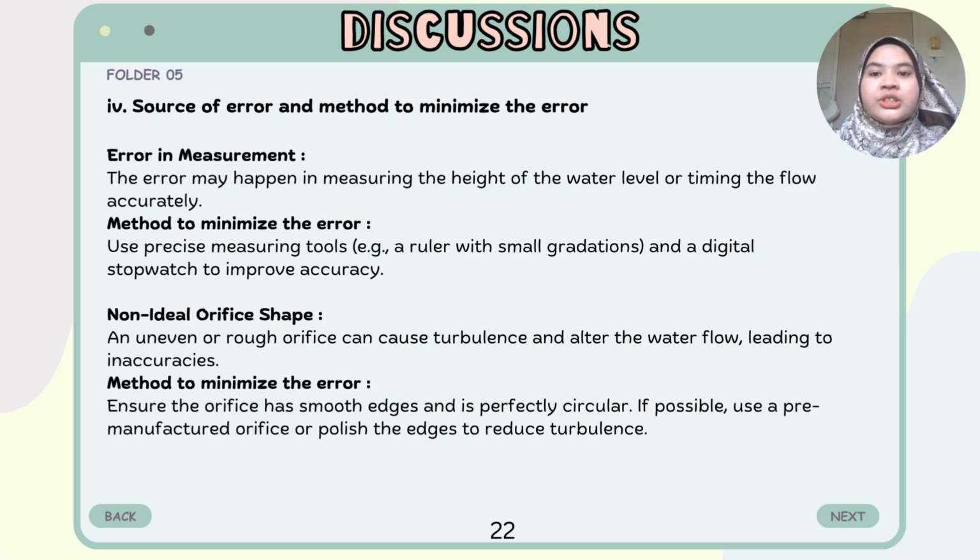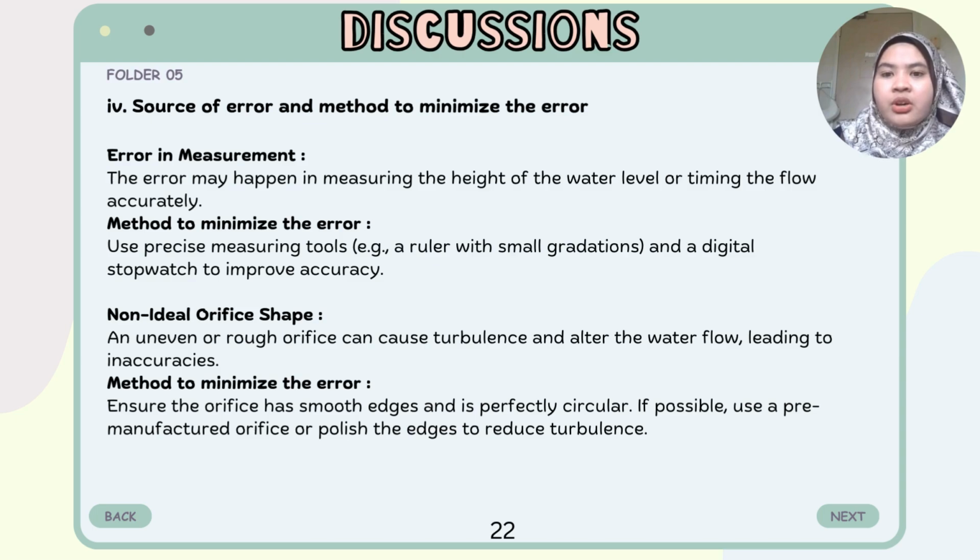The last question is about the sources of error and methods to minimize the error. The first one is the error in measurement. The error may happen in measuring the height of the water level or timing the flow accurately. A method to minimize the error is to use precise measuring tools, which are a ruler with a small gradation and a digital stopwatch, to improve accuracy.